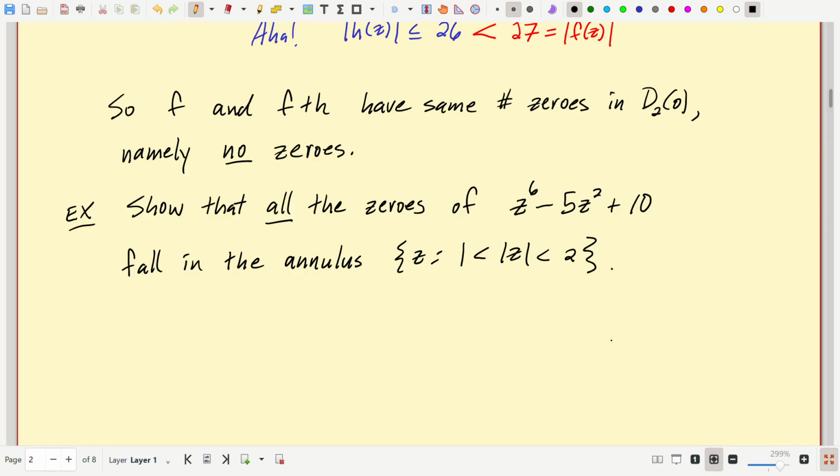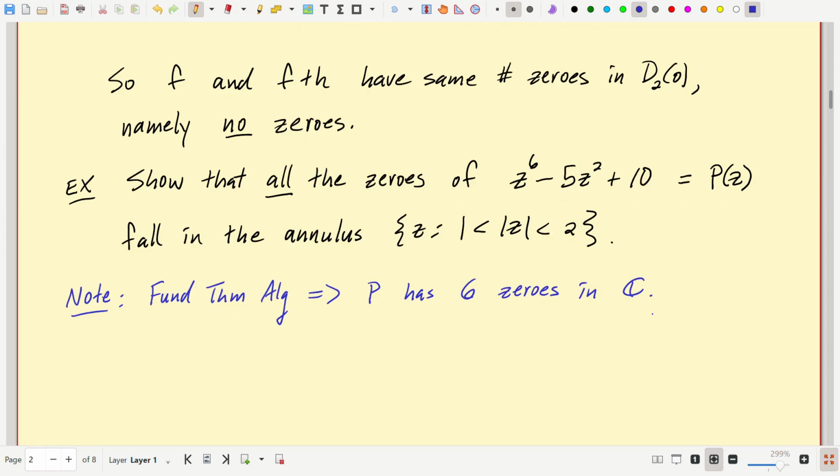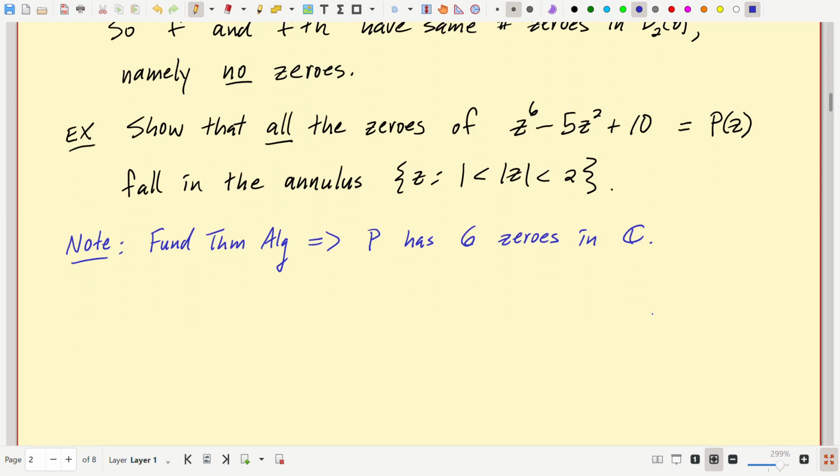I guess I should call that something. That's my p of z, a polynomial. So first thing to note, the fundamental theorem of algebra: P has 6 zeros total, counted with multiplicity. So I want to show all 6 fall in that annulus. Okay, so let's think about the circle of radius 2 first.